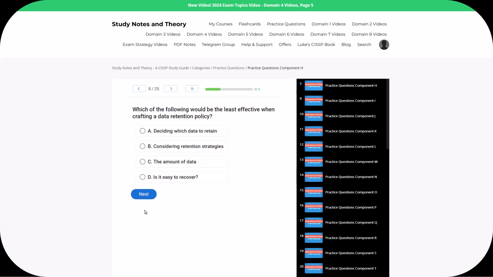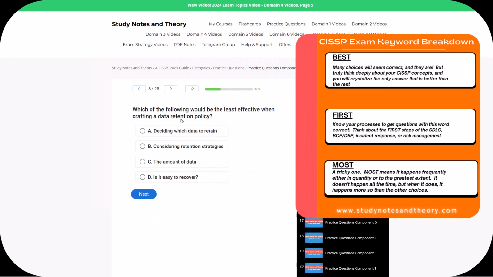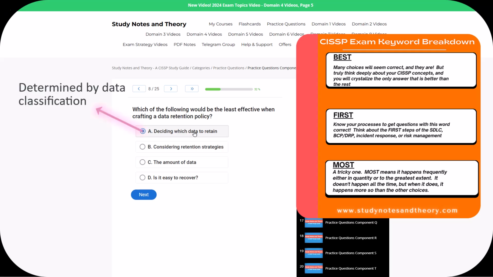Which of the following would be the least effective when crafting a data retention policy? Okay, least effective and data retention. Data retention means how long you keep data around, how long it sticks around. Deciding which data to retain, that's definitely an effective method. That's most effective. Considering retention strategies: how long do you want to keep the data? 5 days, 7 months, 8 years?